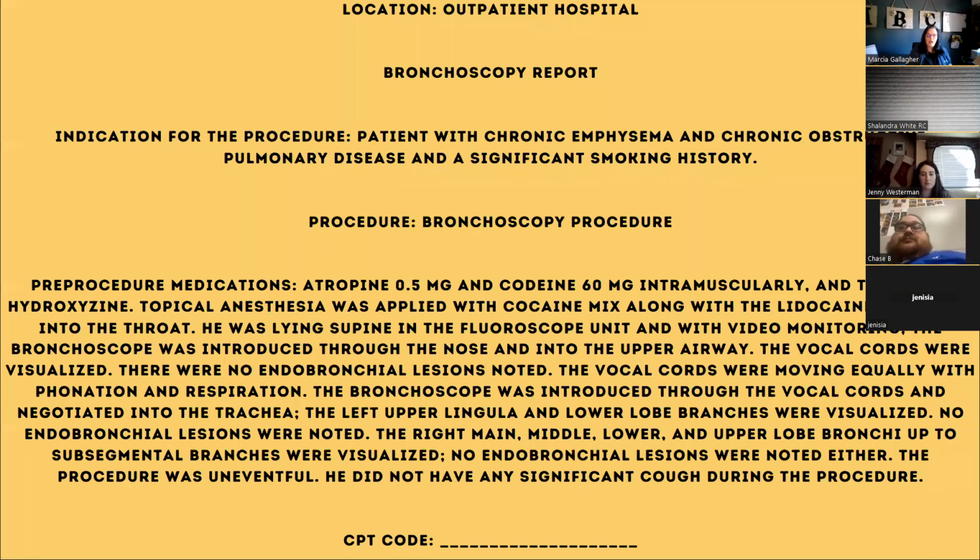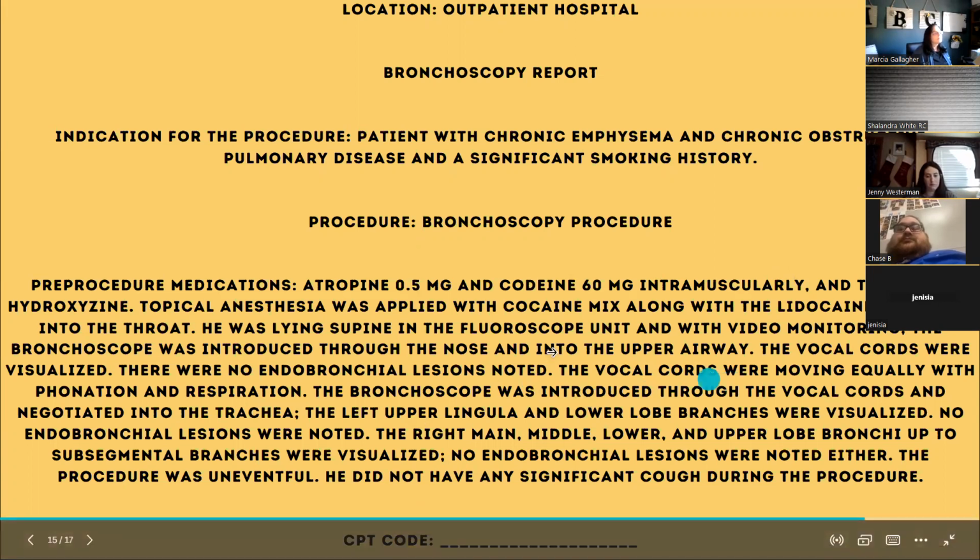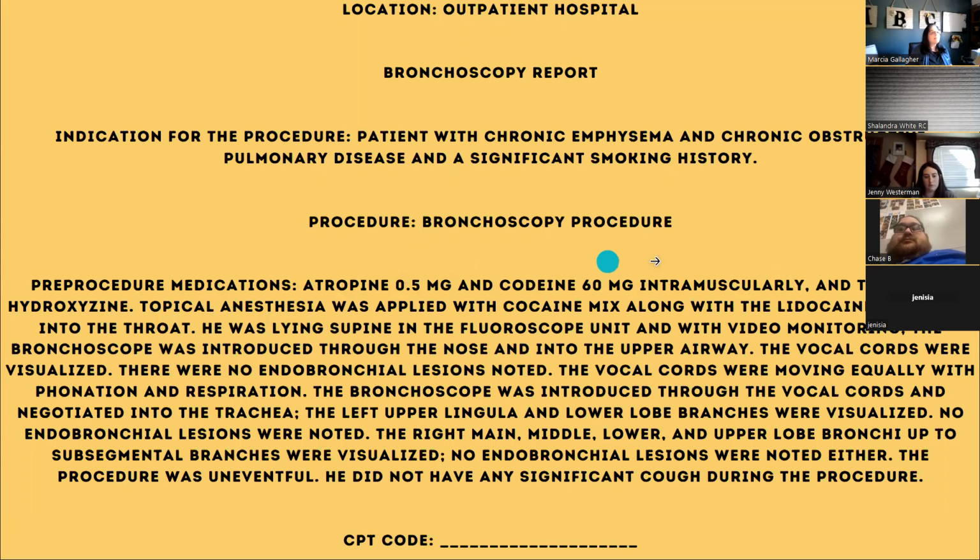All right, again, lots of words. Guess how many we need? Just a few, right? So our actual procedure is a bronchoscopy procedure. Okay, let's kind of look around. Procedure medications, again, this is all the doggone anesthesia applied with cocaine mixed along with lidocaine, into the throat. He was lying in a supine position, and then they were doing video monitoring. The bronchoscope was introduced through the nose and into the upper airway. The vocal cords were visualized. There were no endobronchial lesions noted.